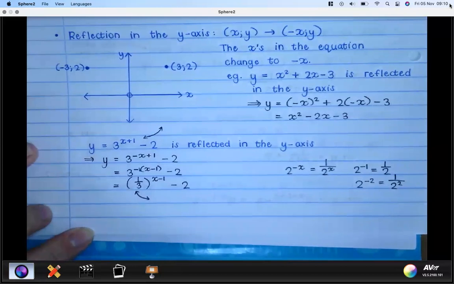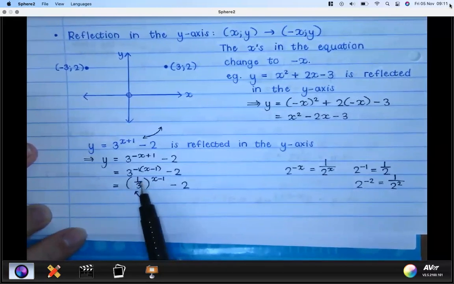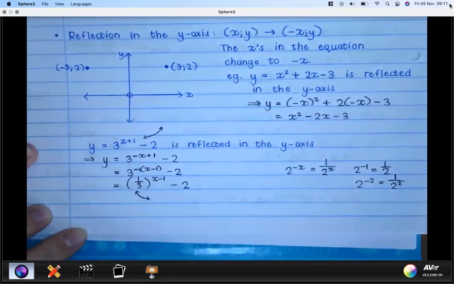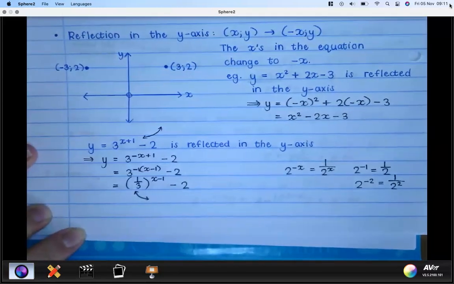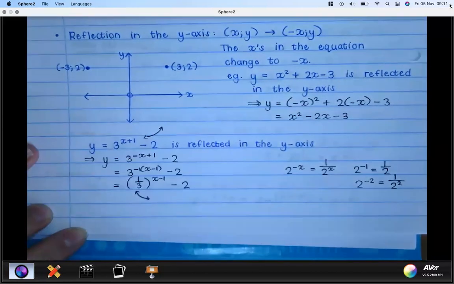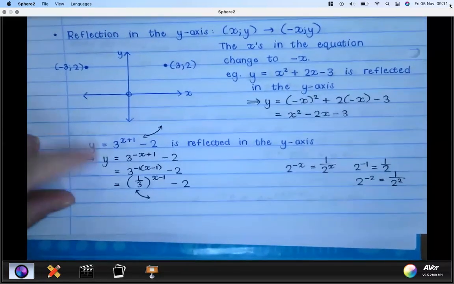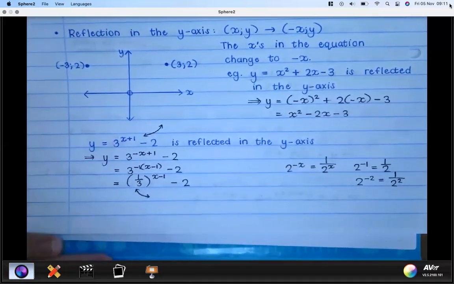Which you also should have discussed yesterday. If your b value is between 0 and 1, if it's a fraction essentially, then you're going to have a decreasing graph. That is essentially what happens when you reflect an exponential graph in the y-axis. It changes from being increasing to decreasing, or if it was like this, it would change from being decreasing to increasing. Okay, and we see that with the actual value of the b value.